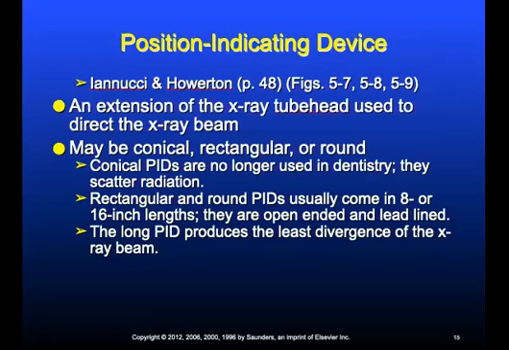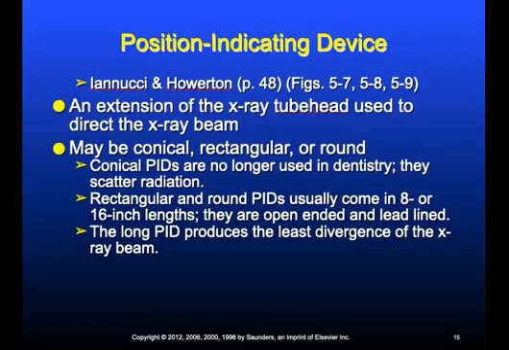A PID is a position indicating device. This is an extension of the X-ray tube head that's used to direct the X-ray beam. Some of them can be conical, some are rectangular, and some are round. Conical PIDs aren't really used in dentistry anymore. The thought is that they scatter too much radiation and it's not effective in taking a quality diagnostic film. So we now have rectangular and round ones. The rectangular and rounds usually come in 8 or 16-inch lengths, and they are open-ended and lead lined.